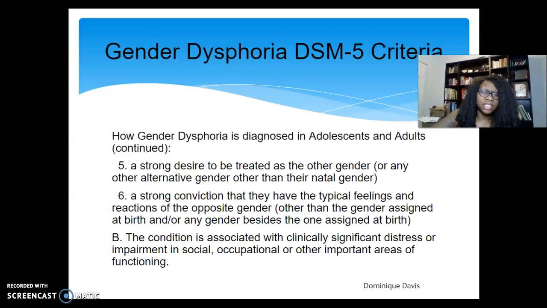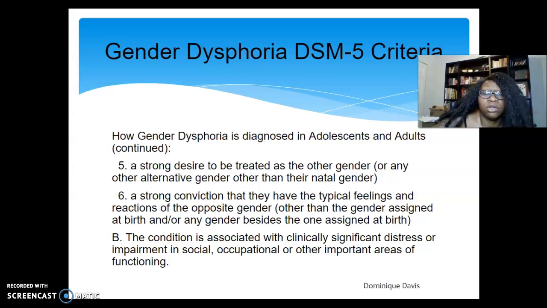And then to continue, there is also a strong desire to be treated as the other gender. So not only do they see, feel, and express themselves as the other gender, they want to be treated as if they are the opposite gender. And it can even be anything alternative. It doesn't just have to be male, female. There's also non-binary as well.